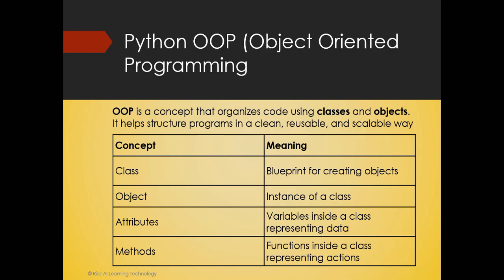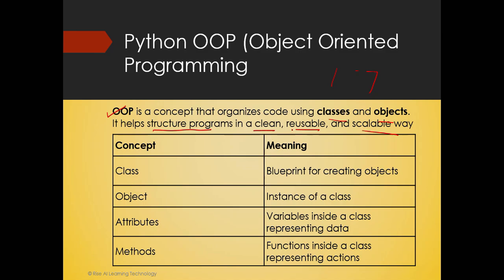So we are organizing our code into classes and objects. Why do we need OOPS? Because it helps to structure our programs in a clean, reusable and scalable way. When I'm saying clean, it is written in a very good format that everyone can read. You don't need to struggle to understand where is what written.